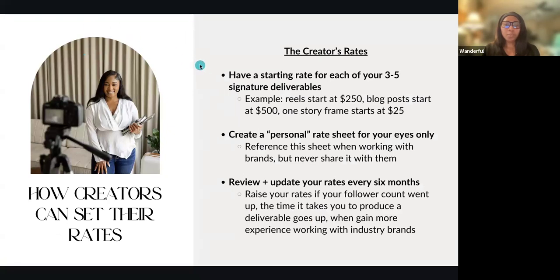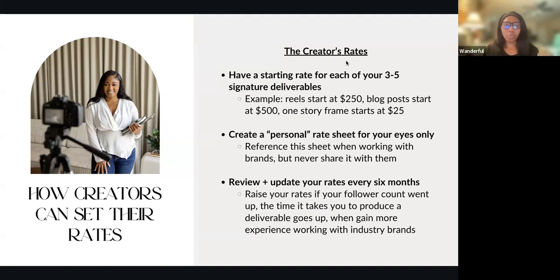So in terms of setting your rates, it's always good to have a starting rate for each of your deliverables. I say starting rates because the issue with fixed rates or flat fees, for example, where you're just like, "Ugh, my reel's 250 and that's all." Doesn't matter if you want to put paid ads behind it. Doesn't matter if you ask me to reshoot it after I spent 2 hours or maybe even in some cases 4 hours shooting it. It's 250 and that's it.